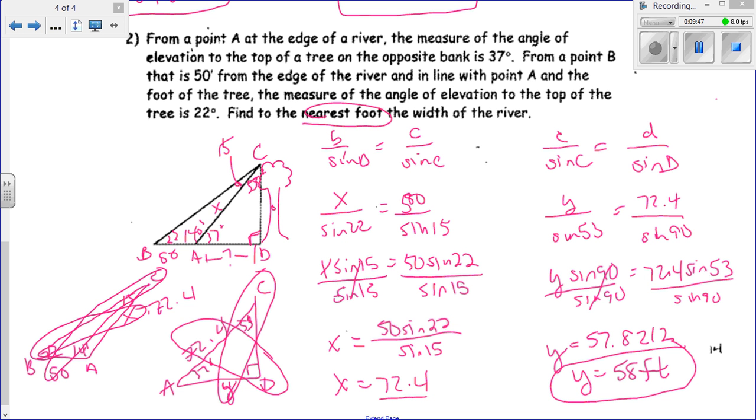Okay, that is it for the angle of elevation.